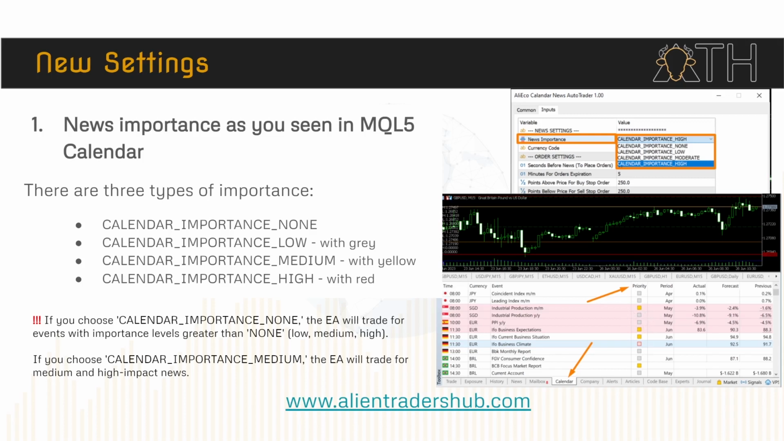news. Be aware that if you choose calendar importance none, the EA will trade all the events that have importance higher than none. So it will trade the low importance, the moderate importance, and the high importance. So if you want to trade all the news, you select none, but it is not recommended.